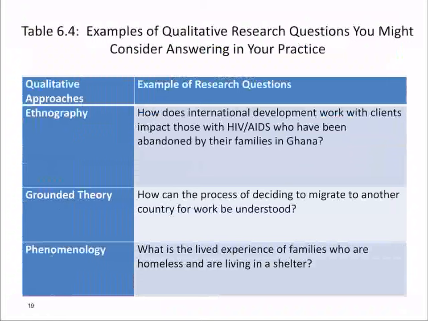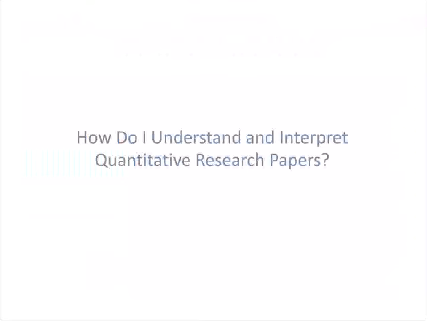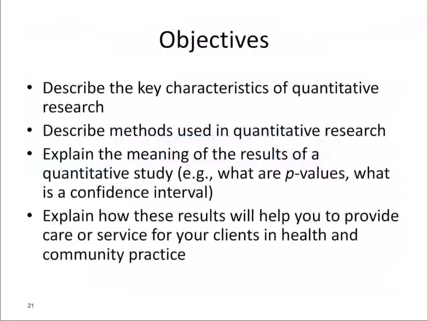Table 6.4 of your textbook presents examples of how you might use qualitative studies in each of the three types of qualitative studies that have been presented earlier. Quantitative papers are different. They deal with numbers, they deal with large samples, and usually the samples that are chosen in quantitative studies are randomized in order to be considered representative. It's different from qualitative studies because sampling is not of primary concern. In fact, it's the individual experiences that are more important in qualitative studies.